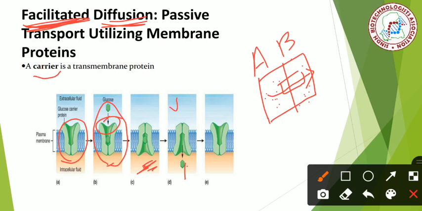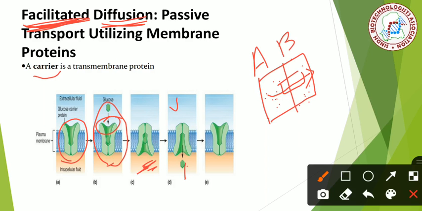So in simple terms, we can say that the carrier is a protein that binds a molecule on one side of a membrane and transports it to the other side through conformational changes. Here, the net flux of facilitated diffusion usually depends on the frequency of solute binding to the carrier molecule on the two sides of the membrane.